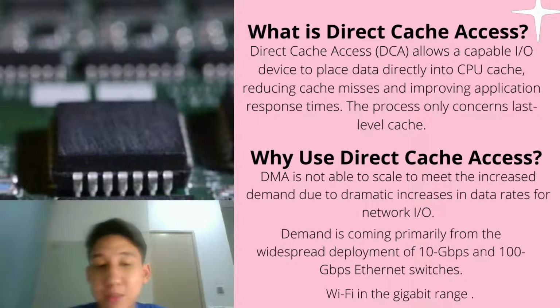This process only concerns last level cache. In some systems, this will be a level 2 cache. In others, it could be a level 3 cache. So why do we use direct cache access?